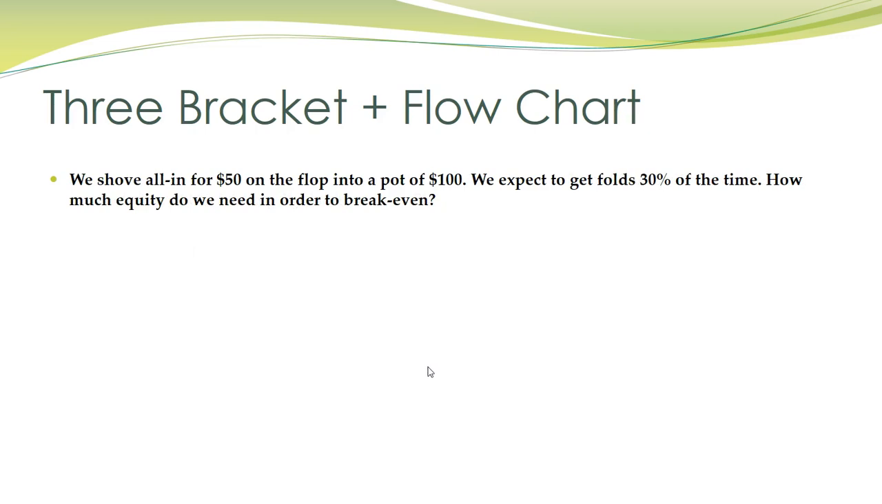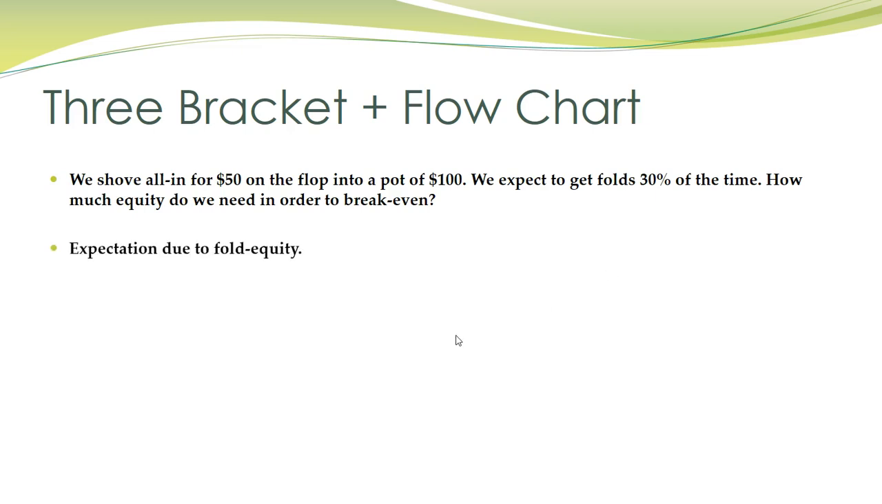One final question, just as a test. We shove all in for $50 on the flop into a pot of 100. Everything's the same. We expect to get folds 30% of the time. How much equity do we need in order to break even? So you can see we're doing this question backwards. We're now thinking about our pot equity as the break-even point. And we can answer this just by doing the 2-step method, but backwards.